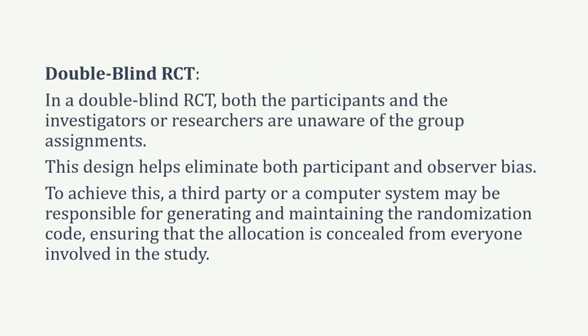In a double-blind study, both the participants and the investigators or the researchers are unaware of the group assignment. This design helps eliminate both participant bias and observer bias. To achieve this, a third party or a computer system may be responsible for generating and maintaining the randomization code, ensuring that the allocation is concealed from everyone involved in the study.